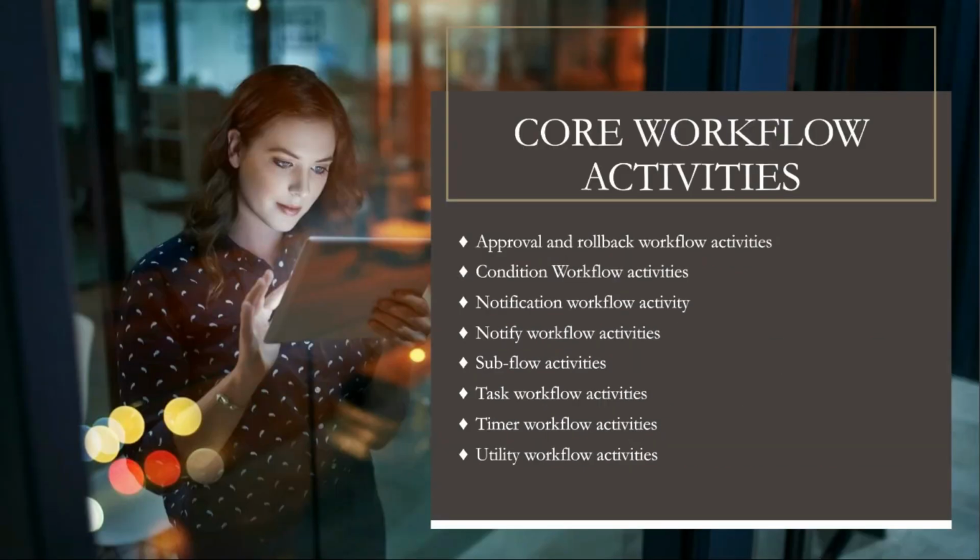So let's move further and see what are the core workflow activities used in a flow for automation. Approval and rollback workflow activities, condition workflow activities, notification workflow activities, notify workflow activities, subflow activities, task workflow activities, timer workflow activities, utility workflow activities. So these are the core activities that will be used in a workflow to perform certain actions as part of that particular record or table automation on certain conditions.